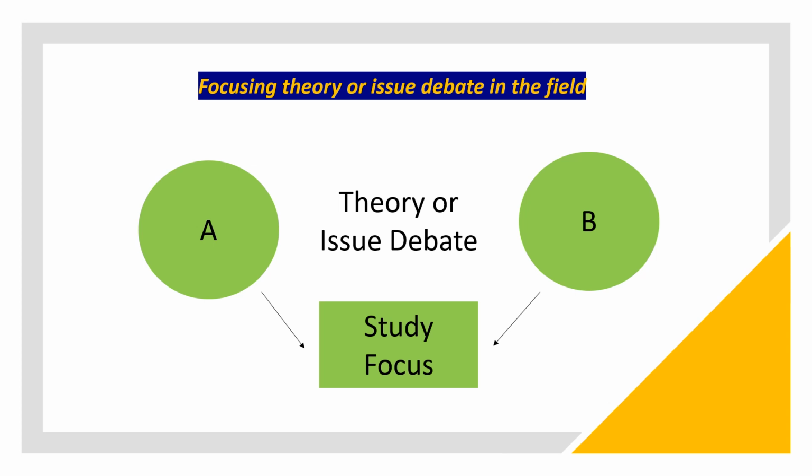Another example, say there is a theory that students learn better online, so that's point A. And then another group of authors said that students do not learn better online. So there's a debate whether which is better, online or face-to-face. So you find researchers based on A and then researchers that support B, and then you synthesize their findings to get your study focus.